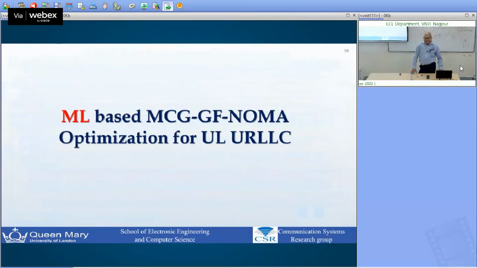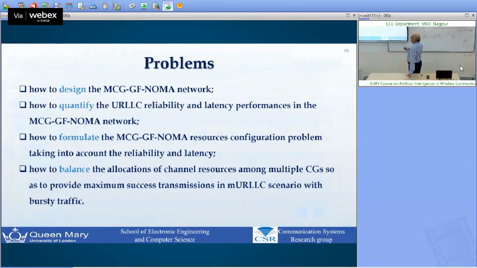If we have multiple configuration grant, we are going to have the same problem, with one more agent. Same problem: one agent to select the CTU number, another agent to select the repetition value. Now we are going to have one more agent to decide which configuration is better, so we are going to have multiple configurations. The problem is how to select the multiple configuration grant. We have to meet the reliability constraint and the latency constraint, and balance the allocation of channel resources among the multiple configuration grants.